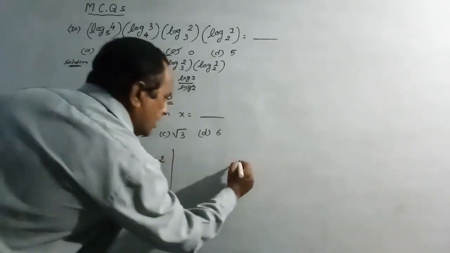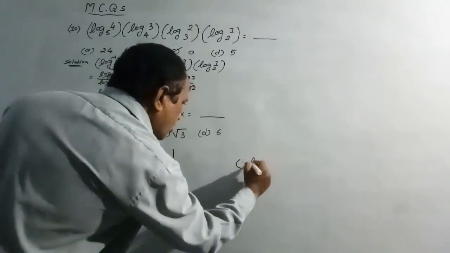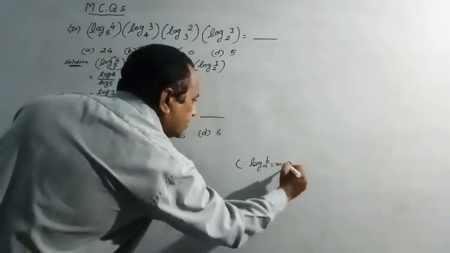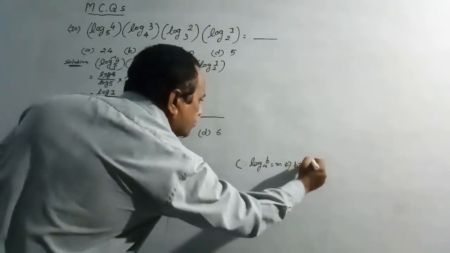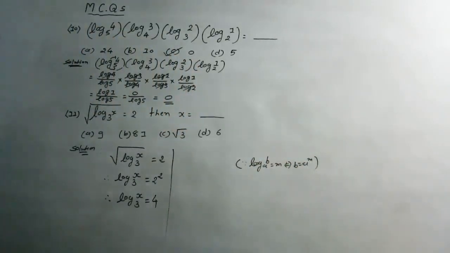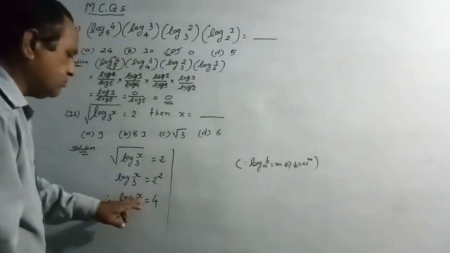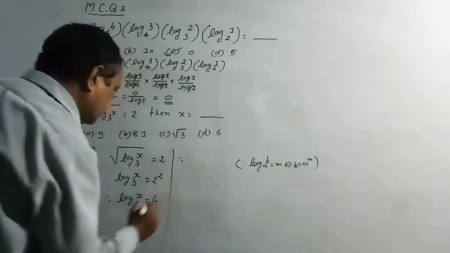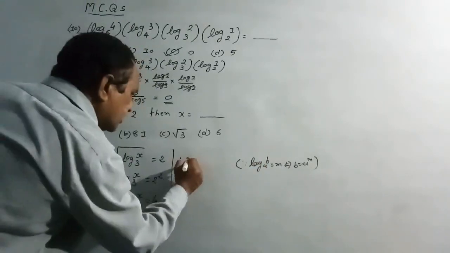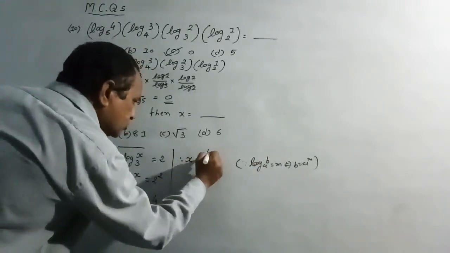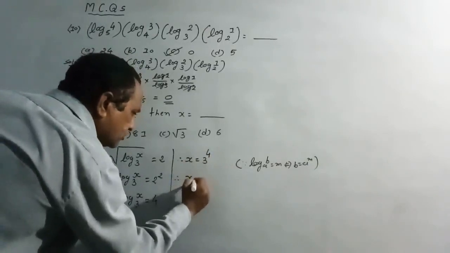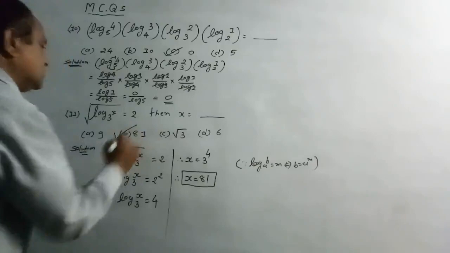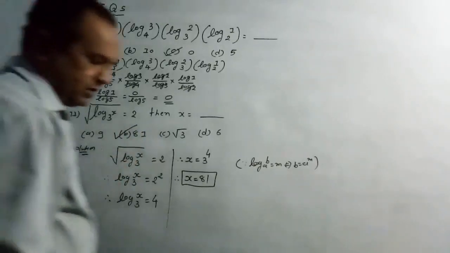But our formula is: log b base a is equal to m, that means b is equal to a raised to m. So here a is equal to 3, b is equal to x, m is equal to 4. So x is equal to 3 raised to 4. 3 raised to 4 is equal to 81. So our answer is 81, option B.